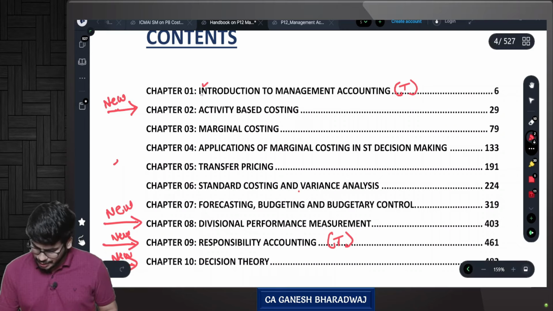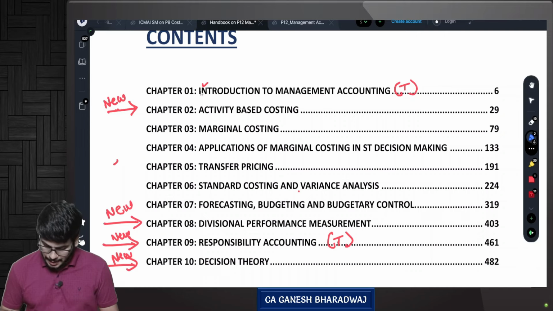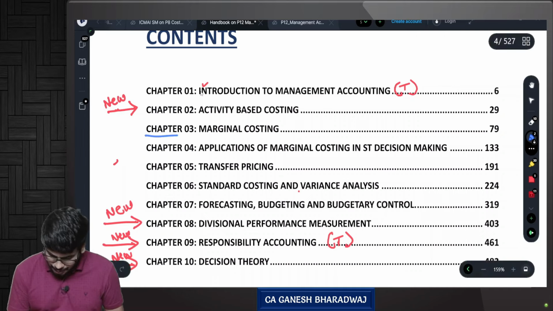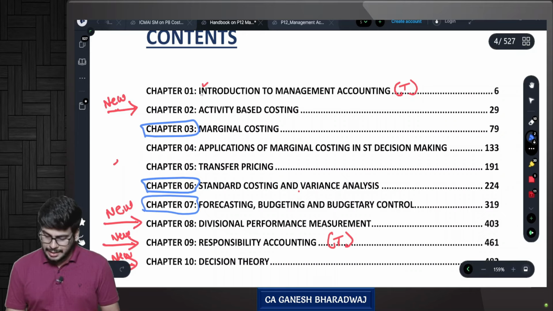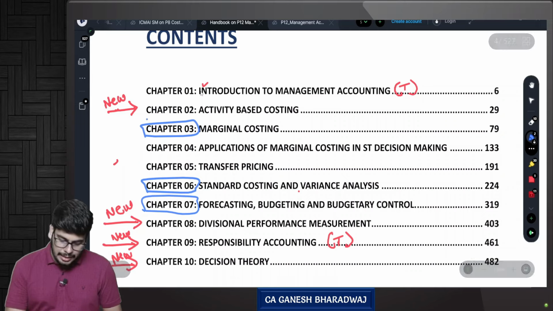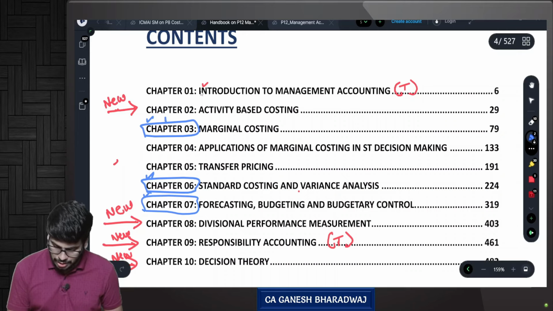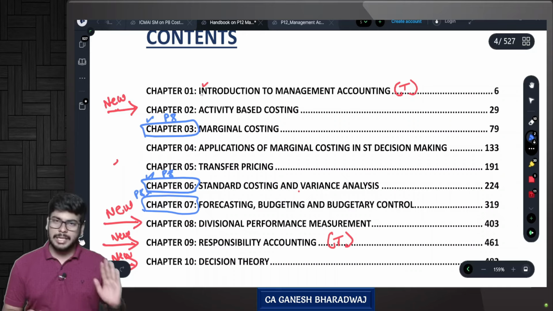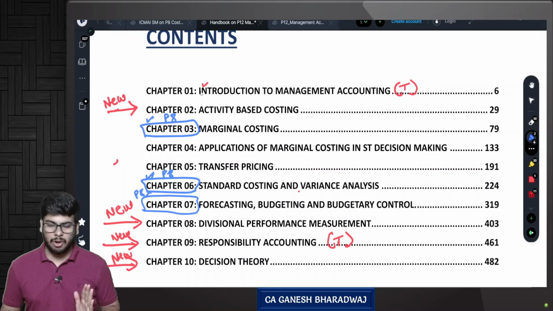Now, one more very important thing. I'll just change the color of the ink. Yes. One more very important thing. If you see chapter number 3, marginal costing, then chapter number 6, standard costing, then chapter number 7, forecasting, budgeting, and budgetary control. These three chapters are also present in paper 8, cost accounting. Conceptually, these three chapters are also there in paper 8 cost accounting.